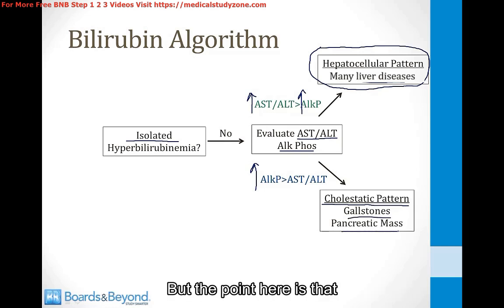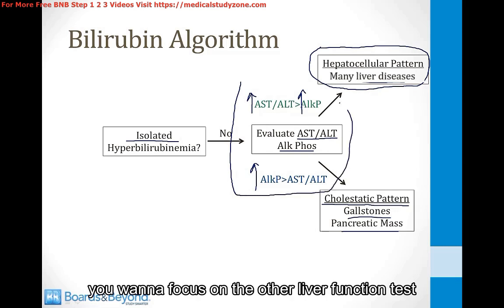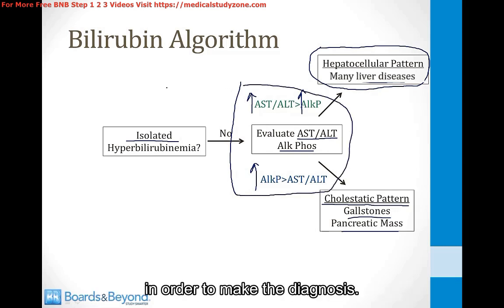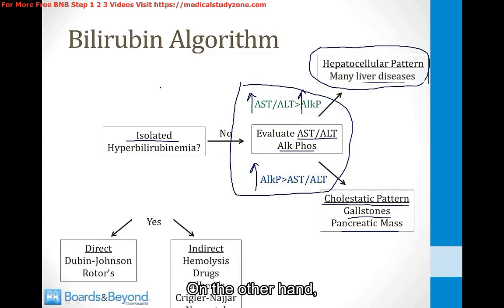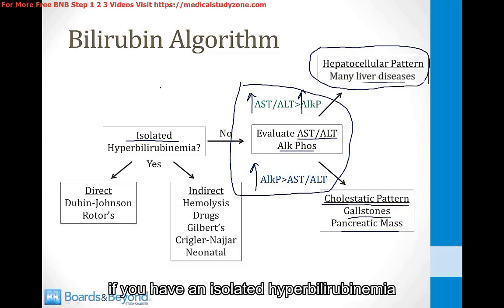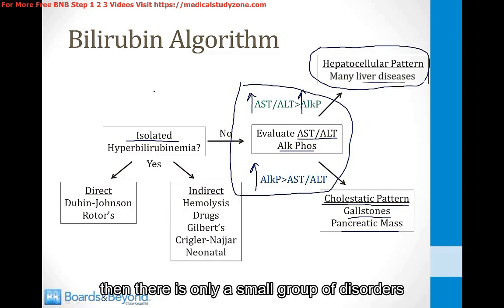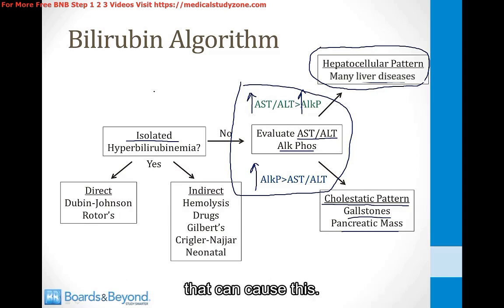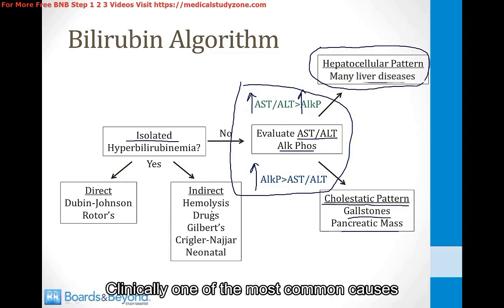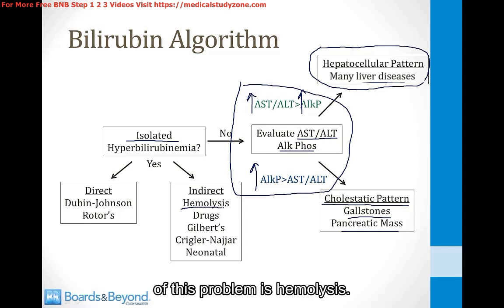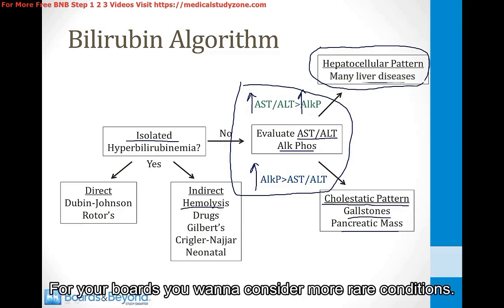But the point here is that when the bilirubin level is increased in association with other abnormalities, you want to focus on the other liver function tests in order to make the diagnosis. On the other hand, if you have an isolated hyperbilirubinemia in the setting of normal liver function tests, then there is only a small group of disorders that can cause this. Clinically, one of the most common causes of this problem is hemolysis. For your board, you want to consider more rare conditions.